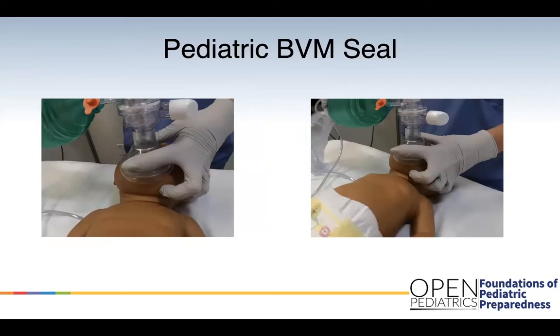If possible, a 2-provider technique can be incredibly effective. One person focuses on mask seal with either thumbs down or 2-hand EC clamp technique and avoids compression of soft tissues, while the other provider is responsible for gentle squeeze of the bag. Both providers should watch for chest rise.